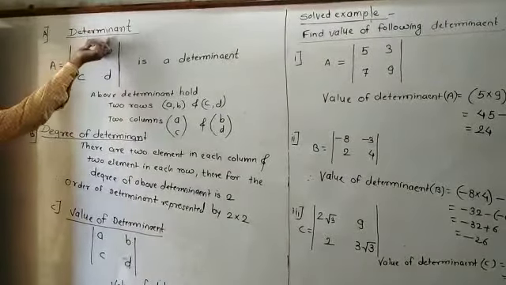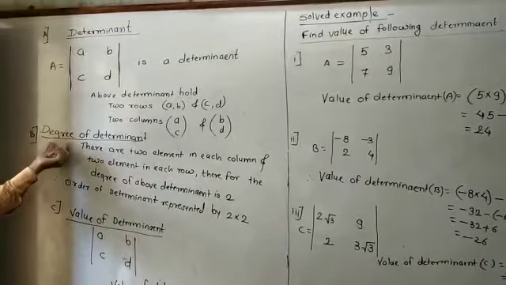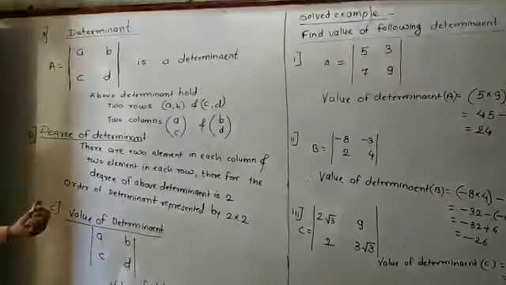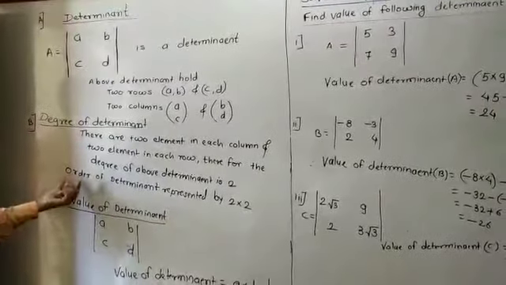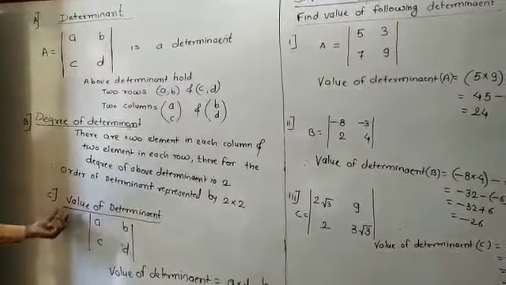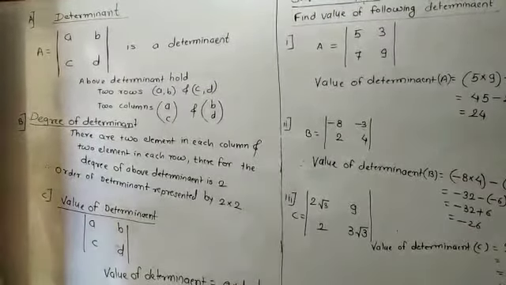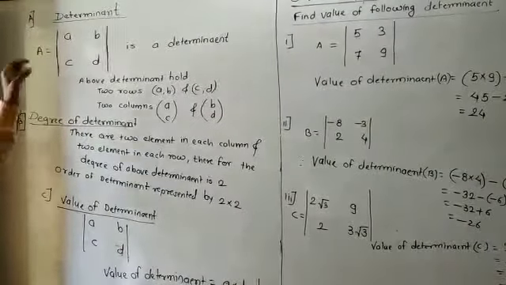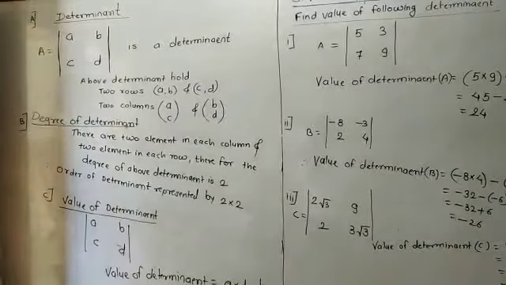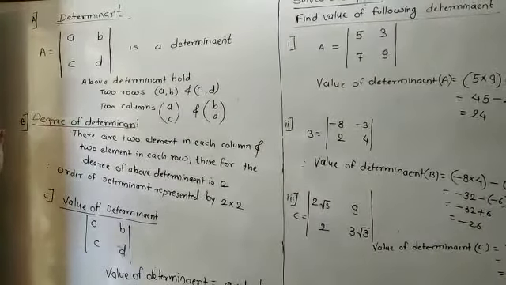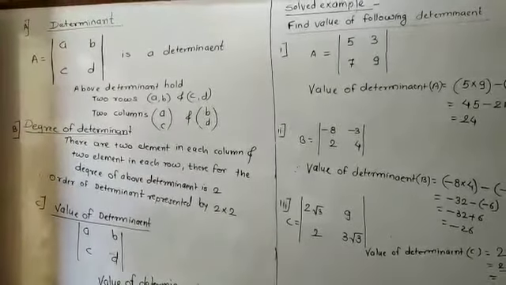This first topic is determinant. Second topic is degree of determinant. In degree of determinant you have to see how to represent the order of the determinant, and the next topic is the value of determinant. Means you have to see three topics: determinant, degree of determinant and the value of determinant. Everybody understand what I am saying? What is the actual meaning of determinant?